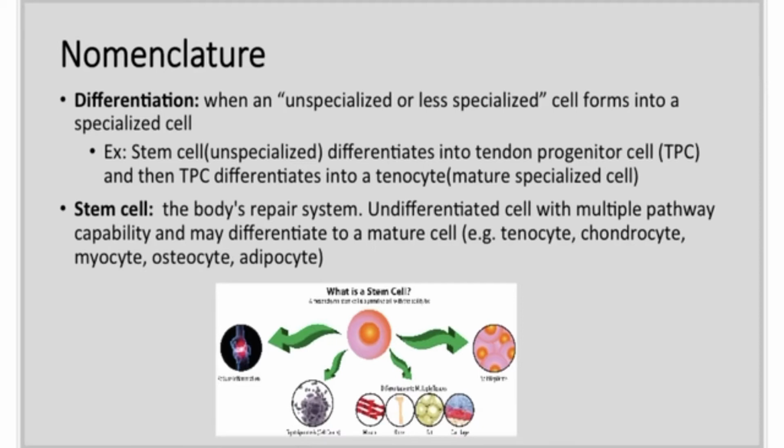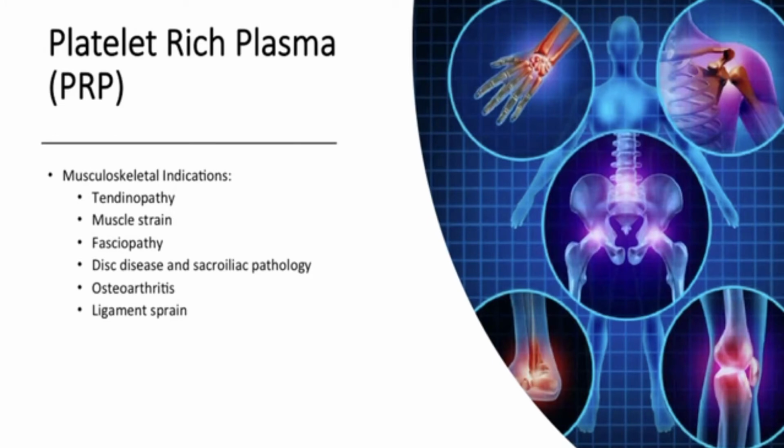And then stem cells are the body's repair system. It's an undifferentiated cell with multiple pathway capability and may differentiate into a mature cell, such as a tenocyte, chondrocyte, myocyte, or osteocyte. So a little bit about platelet rich plasma. Today I'm going to be talking about a bunch of conditions, such as tendinopathy, muscle strain, fasciopathy, disc disease and sacroiliac pathology, and osteoarthritis and ligament sprains.